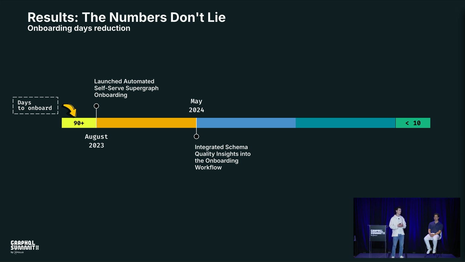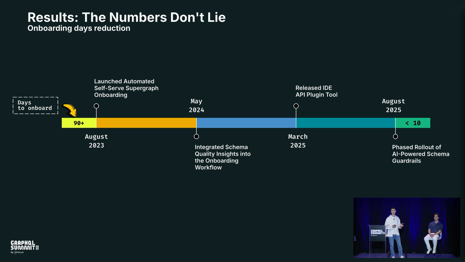At this time, we just had a traditional linter. The API steward, the person who actually reviews your schema and approves the onboarding, can use these insights to check if the team complies with the linter, point out any problems, and ask them to fix them. In March 2025, we released this IDE plugin that I showed the demo of. And in August 2025, we released this AI schema check, this AI linter. Now we have less than 10 days to onboard.